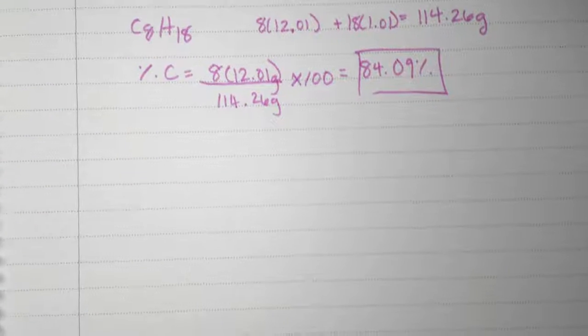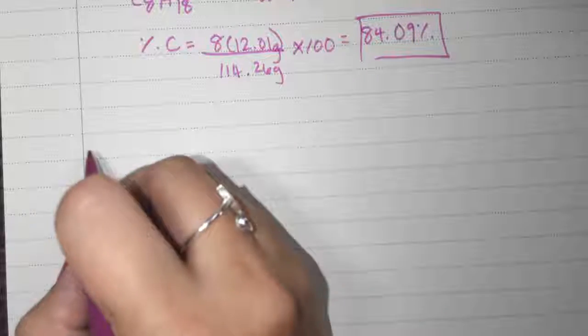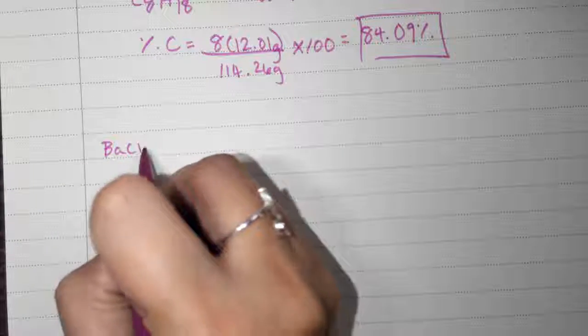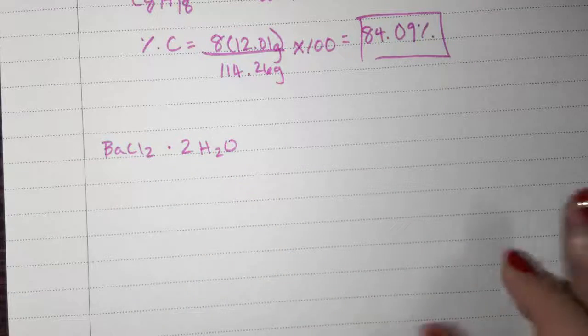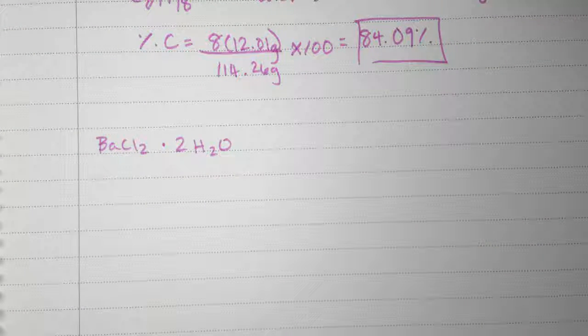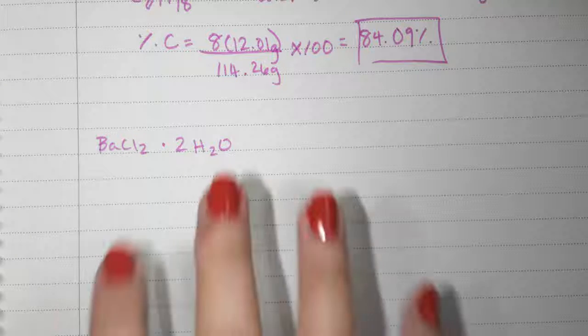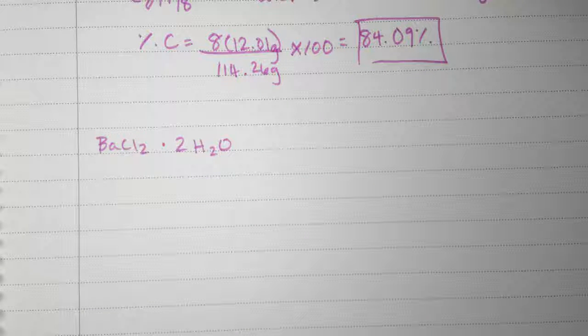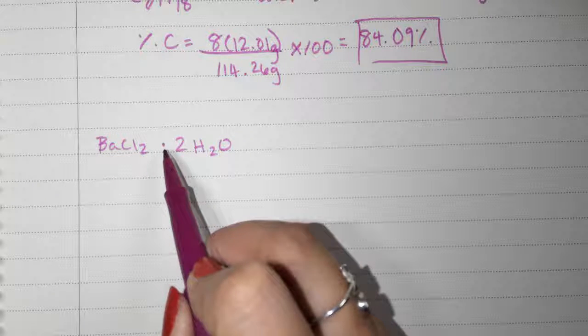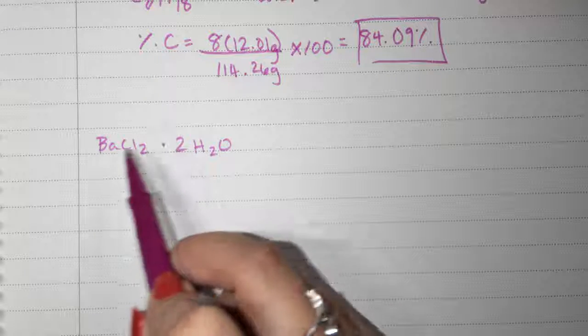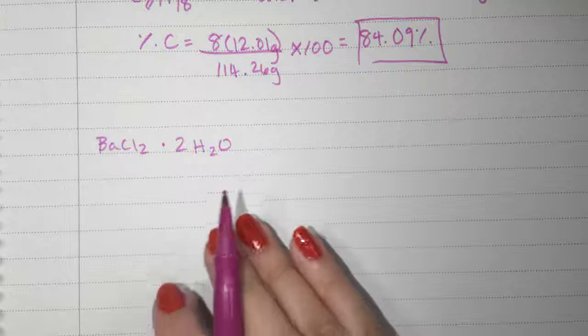With percent composition, we can also look at hydrates. So let's look at barium chloride and its hydrate. Remember, a hydrate is basically a compound that is engulfed or surrounded by water, and some compounds naturally do that. We'll talk about this more when we get to empirical formulas. But with this, we do not treat this dot as multiplication like we would in math. This just means we are adding the mass of barium chloride and water.